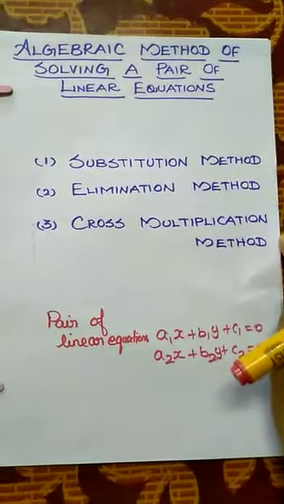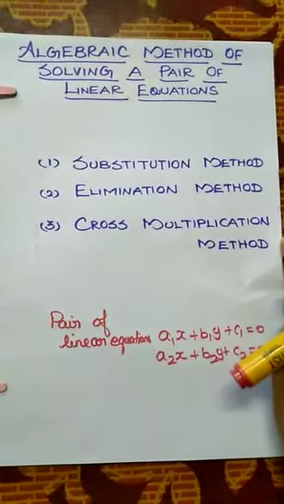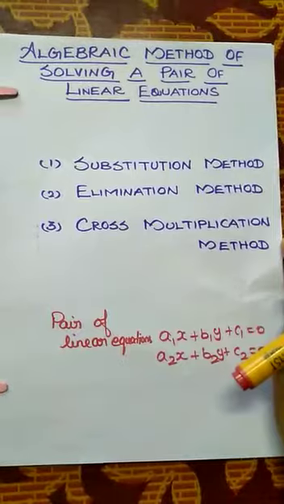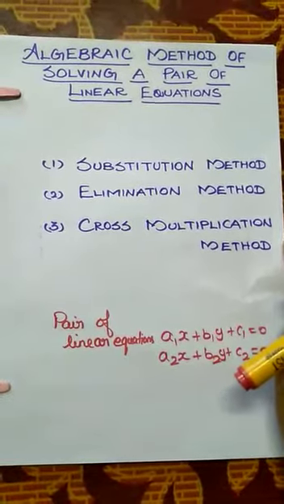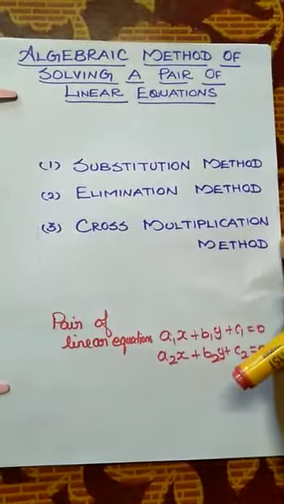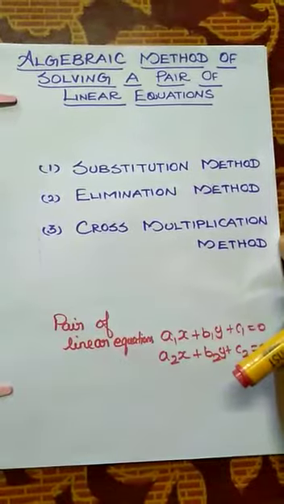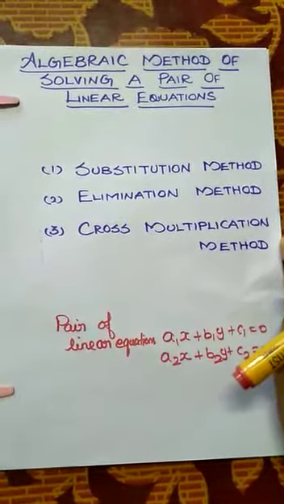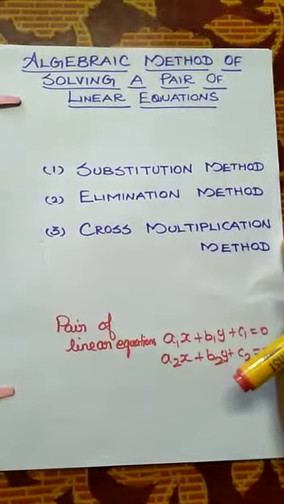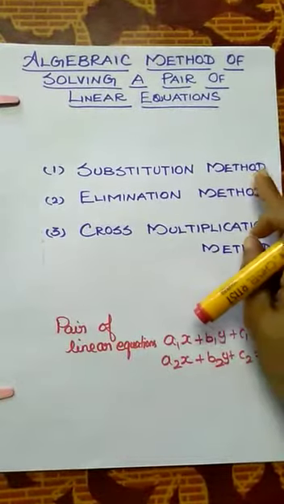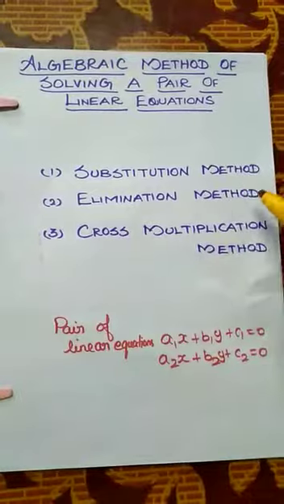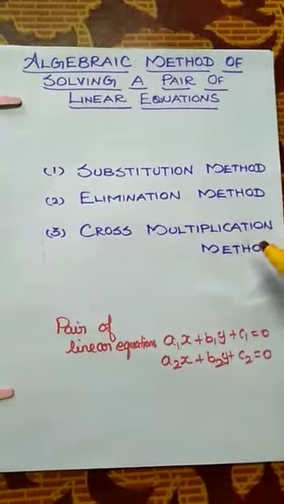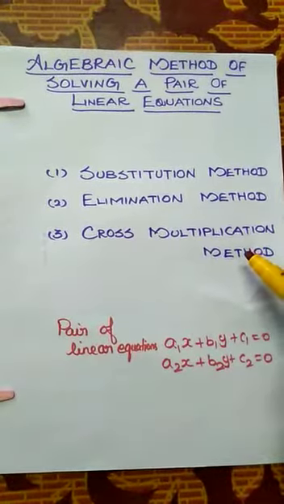Hello students, now I am going to explain the algebraic method of solving a pair of linear equations. In the previous session we discussed how to solve a pair of linear equations graphically. Now we will discuss how to find the solution of a pair of linear equations using three methods. The first one is the substitution method, the second one is the elimination method, and the third one is the cross multiplication method.